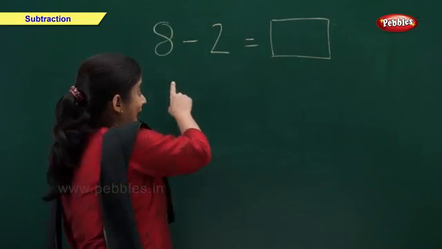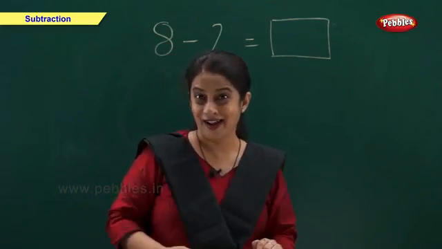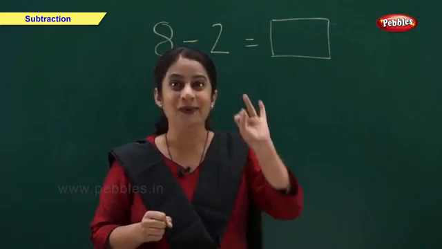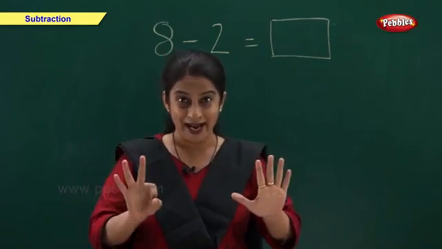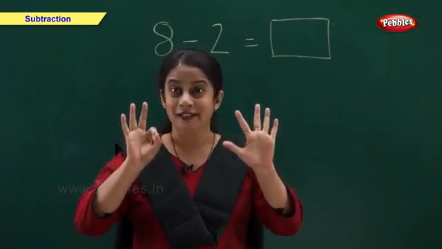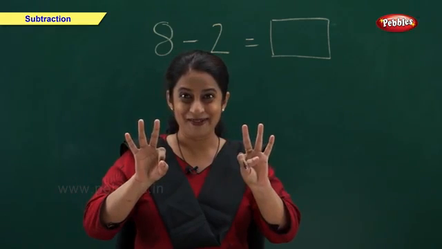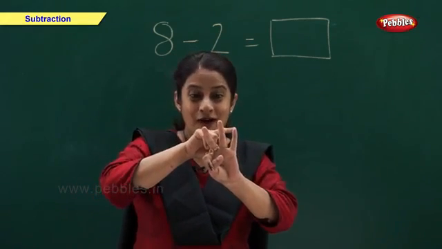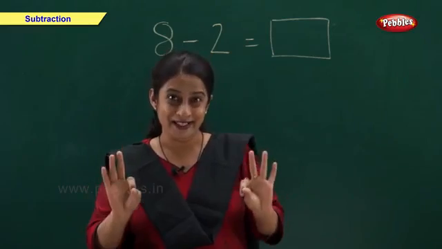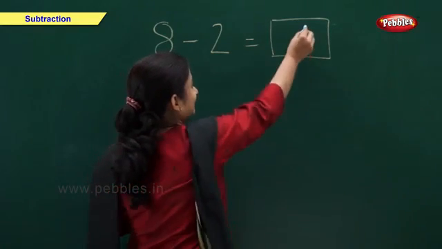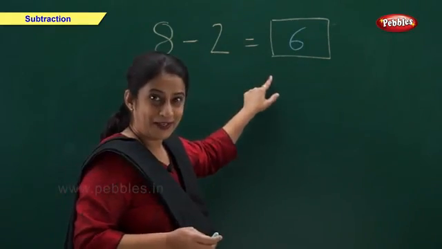Now we have 8 minus 2 is equal to, let's count and write. 1, 2, 3, 4, 5, 6, 7, 8. 8 fingers. Now we will minus 2 fingers. 1, 2. So how many fingers remaining? Let's count. 1, 2, 3, 4, 5, 6. So 6 fingers. So friends, 8 minus 2 is equal to 6.